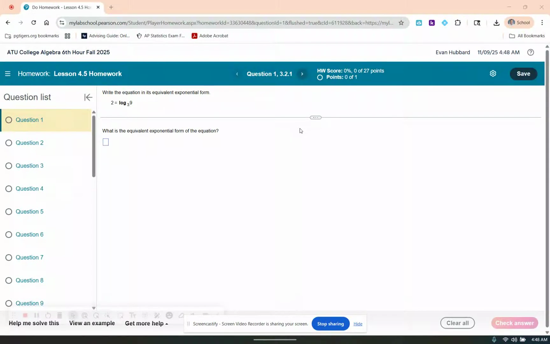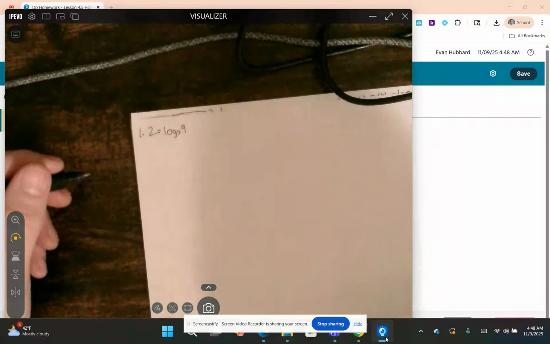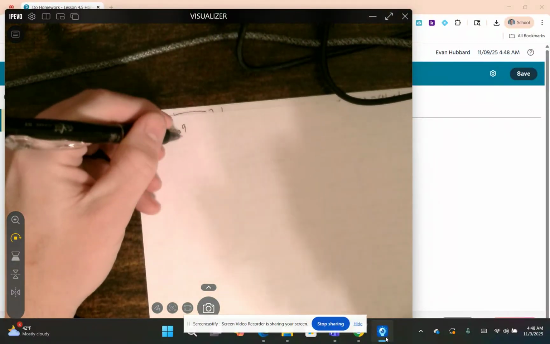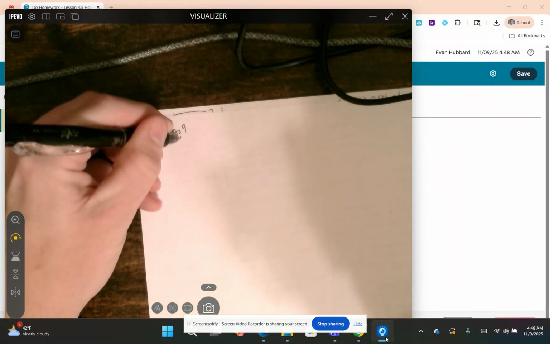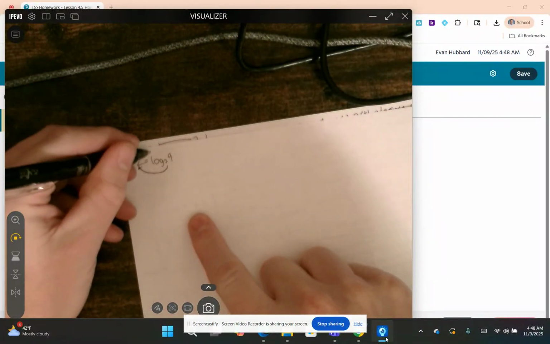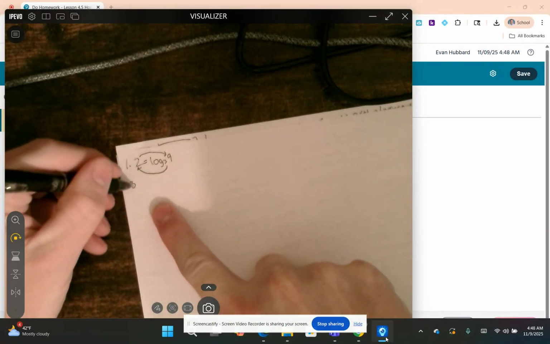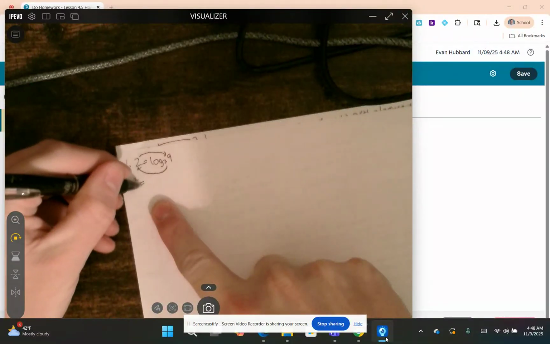All right, question 1, we are to write the equation in its equivalent exponential form. So I have 2 equals log base 3 of 9. And so what you do here is you do a counterclockwise motion. So we're going to start with the base. It'll be to that exponent, the number after the equal sign is the exponent, equals this number here. So it's going to be 3 squared equals 9.